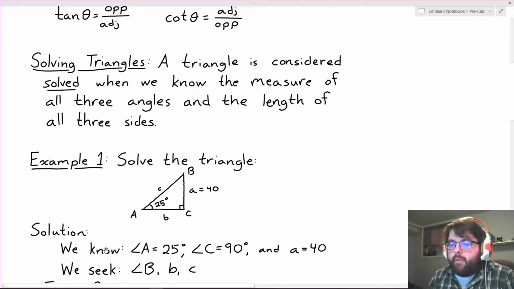Okay, so as we see here, we know angle A is 25. We don't know what angle B is. We'll have to find that. We know that angle C is 90 because that's the right angle. We know that side a is 40. We don't know what side b is. We don't know what side c is.